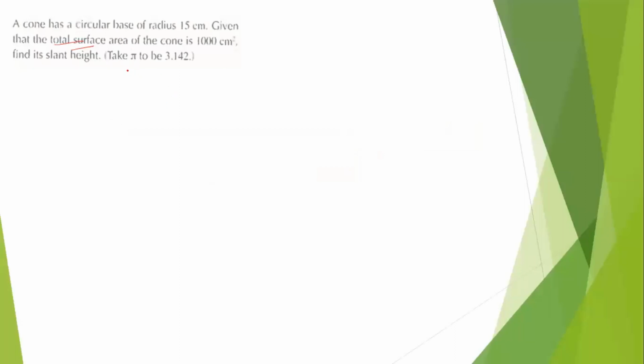And the question has also told you to take pi as 3.142. If the value of pi is not given, then you can use anything, either 22/7 or 3.142. But if the question has already told you to take pi to be 3.142, then you should take it as 3.142 and do not use 22/7. Okay. So the surface area formula for a cone was curved surface area plus the base area.